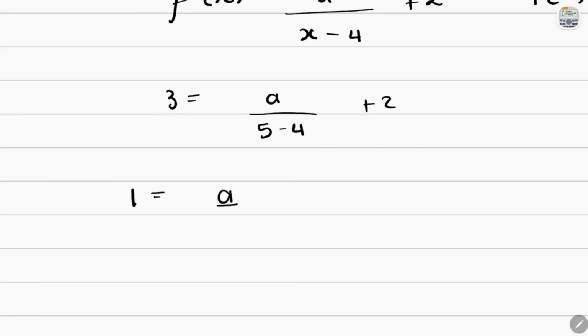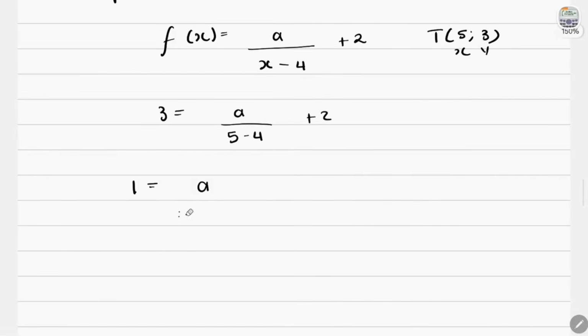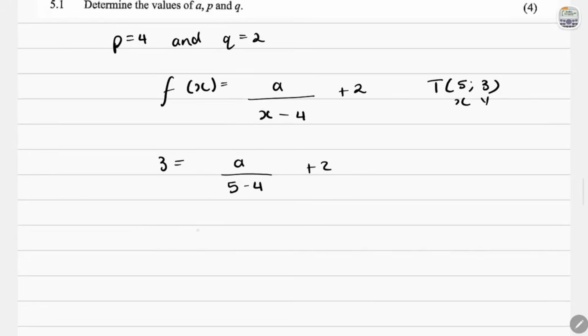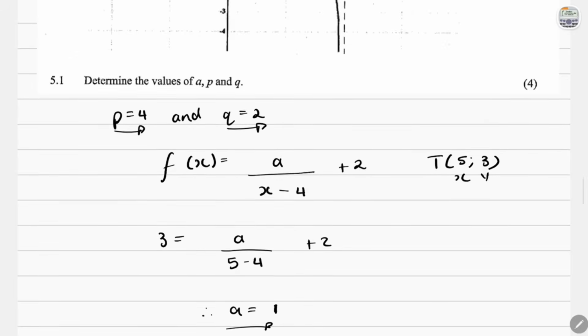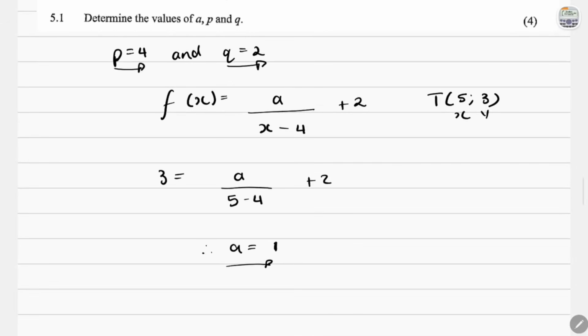So 3 minus 2 is 1. We have A over 5 minus 4, which is 1. So A is just 1. Okay. So A is finally equal to 1. And that is our answer. We can just say A equals 1 like that. So P equals 4, Q equals 2, A equals 1. Moving on to the next question.